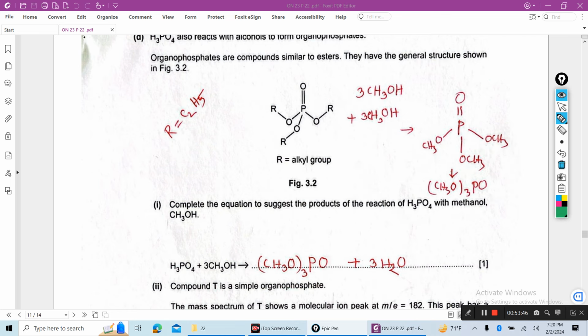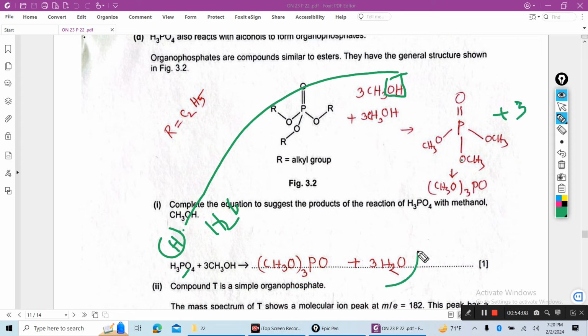Now, how does the reaction happen? The alcohol loses OH and the phosphoric acid loses hydrogen. This hydrogen reacts with the OH to produce water. I write here plus water. Then in place of R, we write CH3. So we get (CH3O) whole 3, P, O, plus water. This is the reaction.